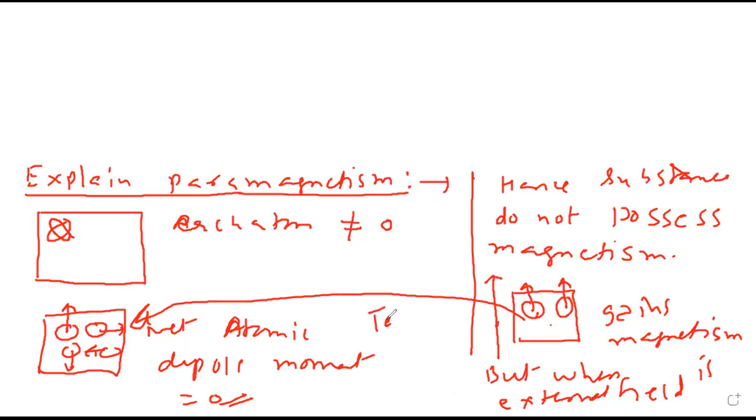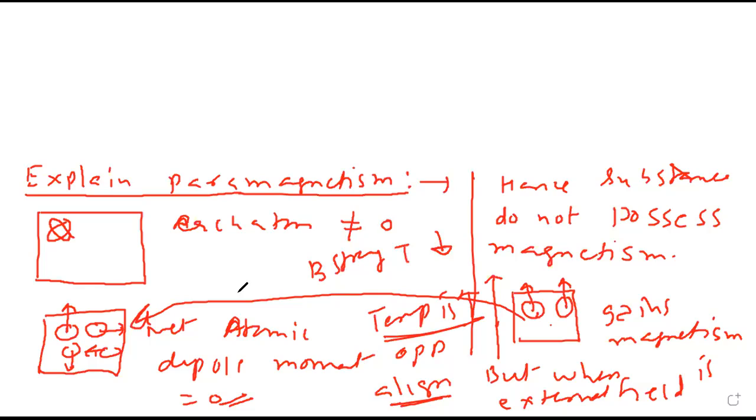Also, it is found that when temperature is increased, then opposition to alignment decreases. So for maximum magnetism, the field must be strong and temperature must be kept low. That means net magnetization is directly proportional to field strength and inversely proportional to absolute temperature in case of paramagnetic substance.